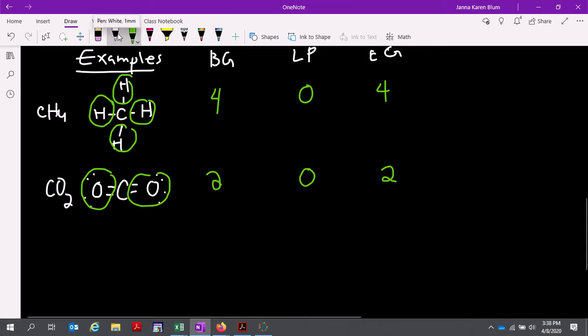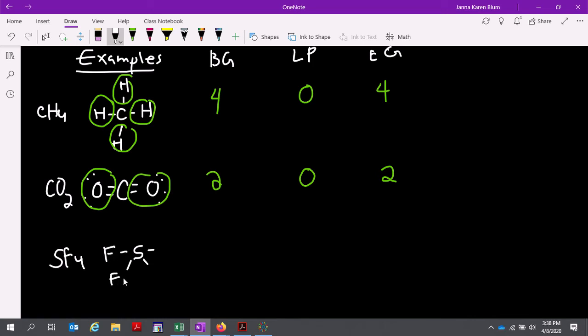The last example I want to look at is SF4, where we have sulfur here, and then I'm going to draw in the external lone pairs.